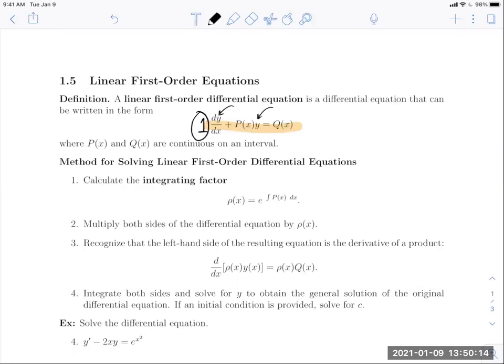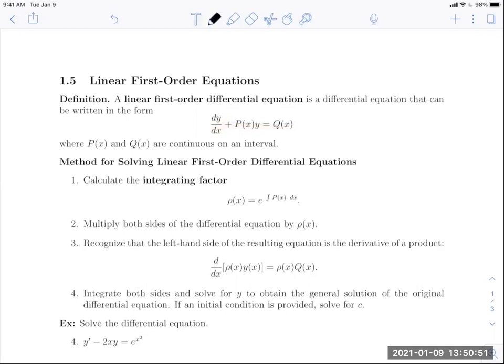Notice that those two terms that I drew arrows to are linear in the sense that they're not being squared, they're not being square rooted, there's not a natural log attached to them. Those are just truly y and y prime, or y and dy dx. Then we have these other two functions in terms of x, denoted p of x and q of x. We're just going to assume that those two functions are continuous on an interval. As long as we have that set up, we'll be working with a linear first order differential equation.